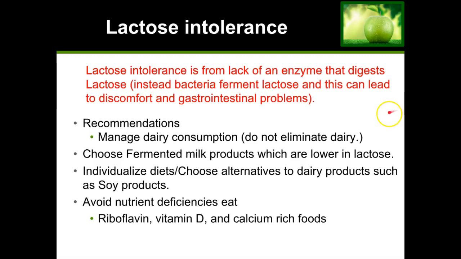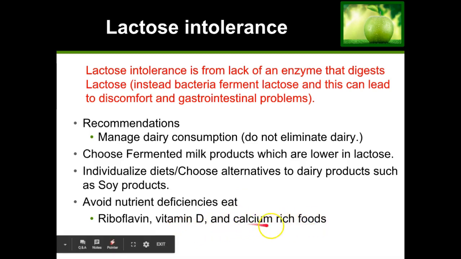It's recommended that people who suffer from lactose intolerance do not eliminate dairy from their diet, but reduce consumption to manage gastrointestinal problems. Another thing that lactose intolerant people can do is choose fermented milk products, which are generally lower in lactose. And individuals may choose non-dairy alternatives, such as soy products. It's important, if you're lactose intolerant, to make sure your diet contains sufficient riboflavin, vitamin D, and calcium-rich foods.